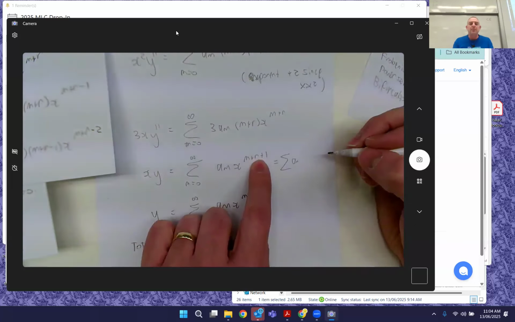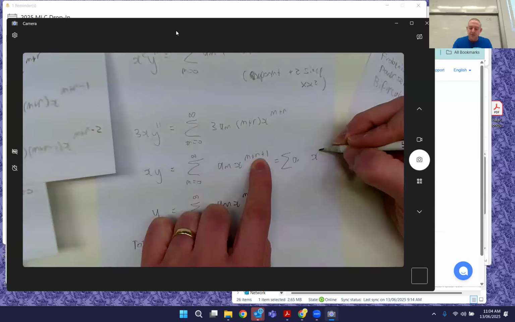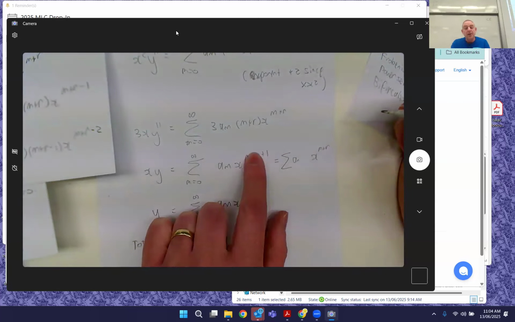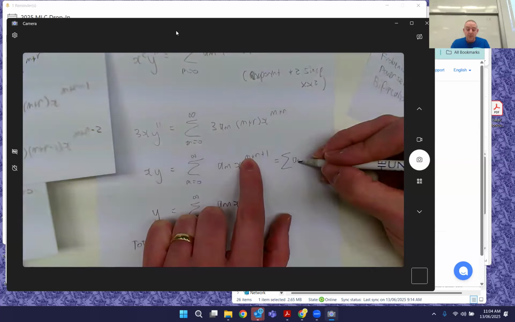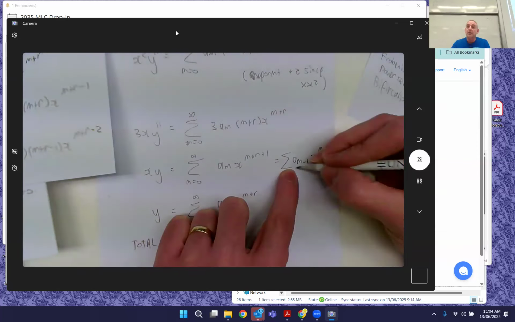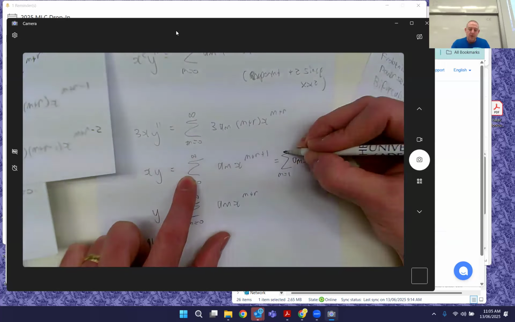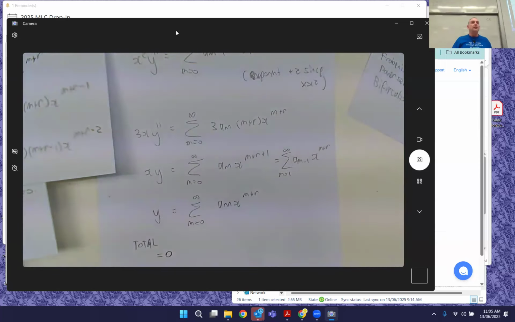So I would like this to be m plus r instead of m plus r plus 1, which means I've subtracted 1 from here. So I'm going to subtract 1 from all of the m's in this bit here. And I'm going to add 1 to all of the m's here. And that will cancel out the change that I've made.